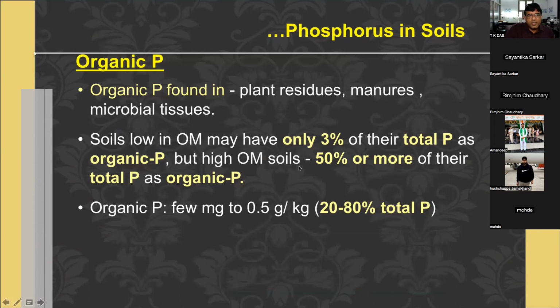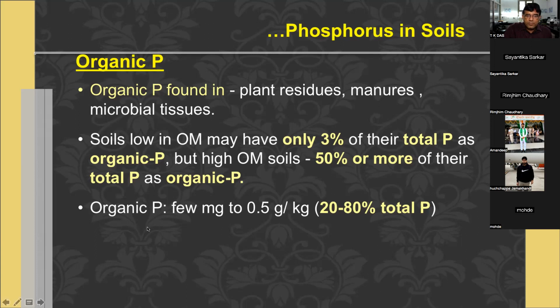Now see, organic phosphorus is found in plant residues, manures, microbial tissues. So these are the sources: plant residues, manures. You may have proteins also and microbial tissues. So soils low in organic matter may have only 3% of their total P as organic. Means soils which are very low in organic matter will have only 3% of total phosphorus as organic, but 97% will be inorganic. But high organic matter soils may have more than 50% of their total P as organic phosphorus.